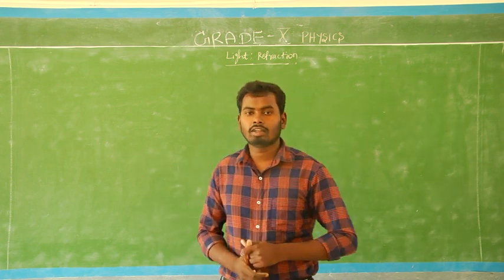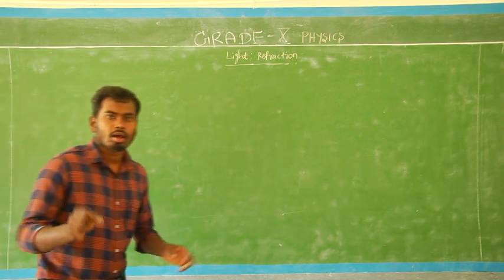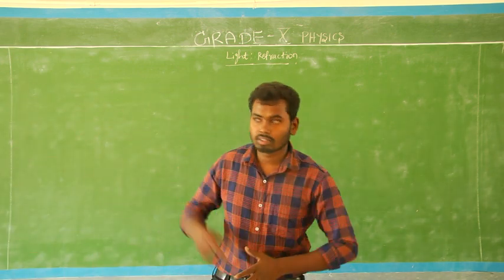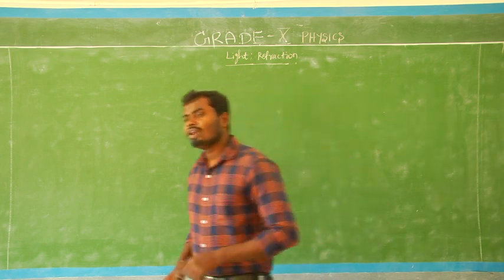First one, what is that? The incident ray, the refracted ray, and the normal all lie on the same plane. This is the first law. It is similar to the laws of reflection. Am I right? Yes.